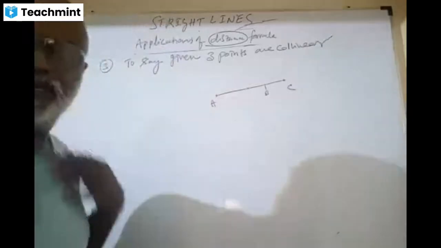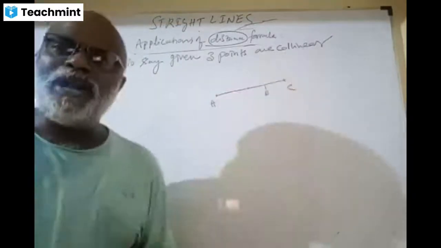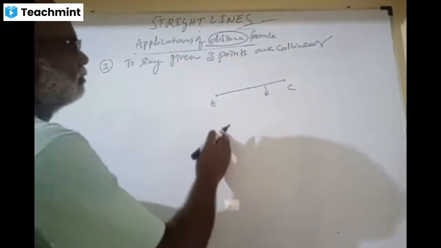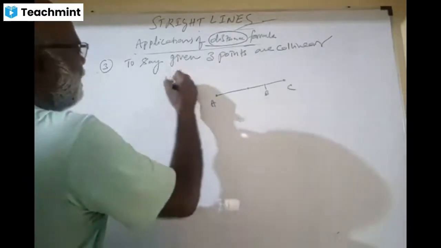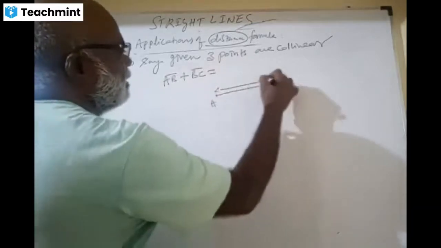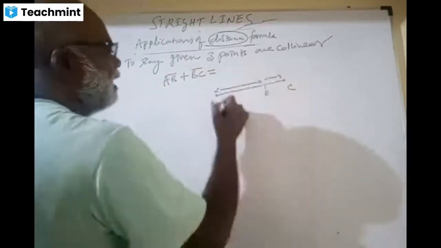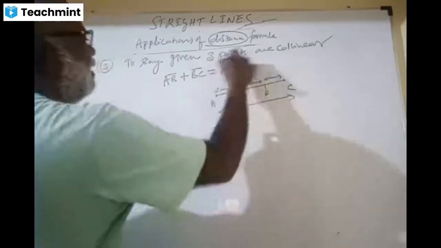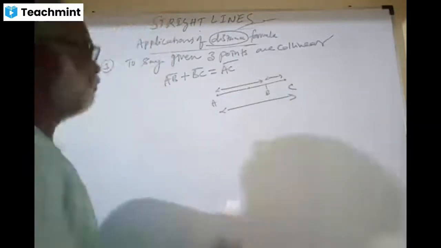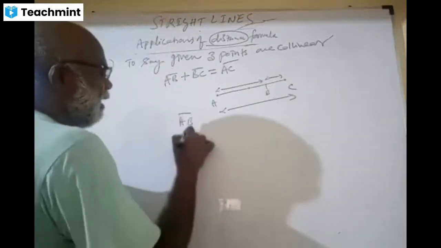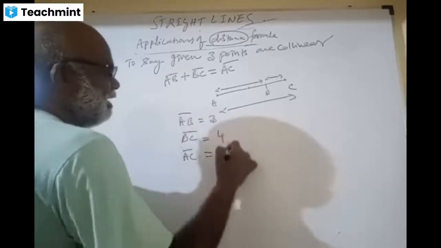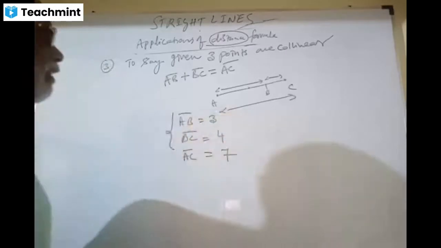If these are the 3 points, and the points are in this order, what do you say is the condition for collinearity? AB plus BC equal to AC. In the distance, this and this together is equal to what? Yes, AC. That is why you should find the 3 distances, AB, BC, and AC. This 3, this 4, this 7. These 2 are equal to this one.